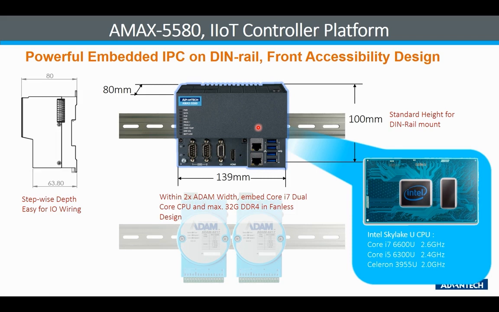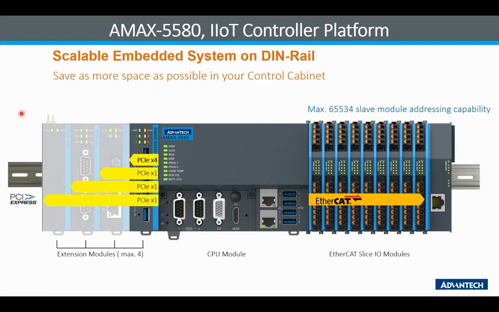Our designers have integrated a powerful dual core CPU unit in a range from Core i7 to Celeron. Using this MX 5000 will save space because it uses very little space in the cabinet. Okay, on the right hand side, through the EtherCAT communication protocol, users can have up to 65,000 addressing capability for EtherCAT slave modules.